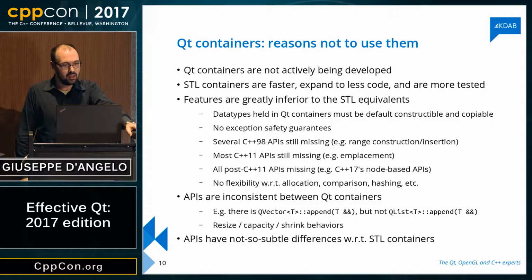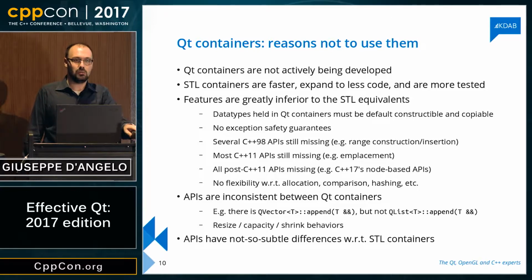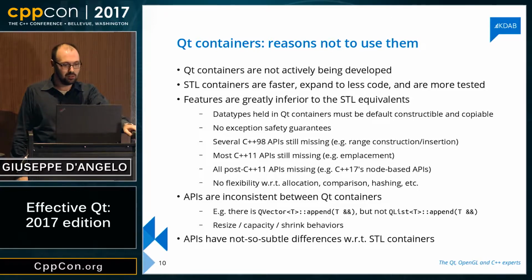Yep. The features of the Qt containers are greatly inferior to the standard library equivalents. I made here a brief list of them, but actually I could go on for slides and slides and slides. To give you just a sample, the data types that Qt containers hold must be default constructible and copyable, which is a requirement that these days is really laughable. They have no exception safety guarantees whatsoever. Yeah. Several C++98 APIs are still missing. For instance, you don't have range construction and range insertion inside Qt containers.